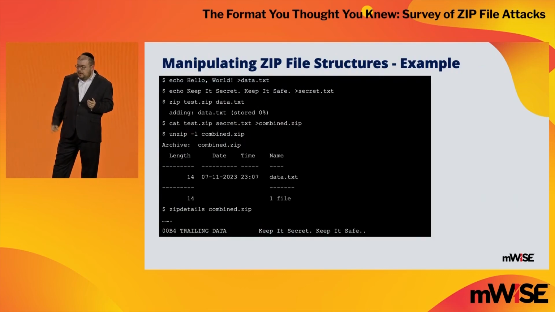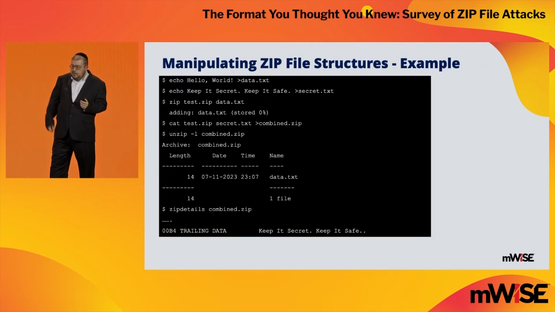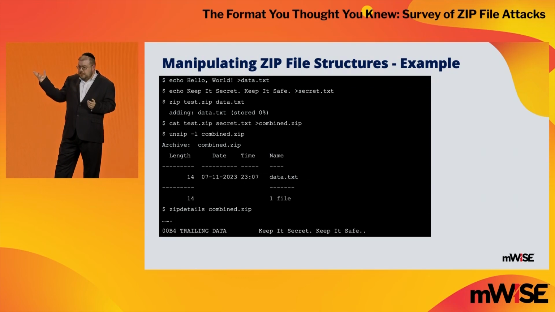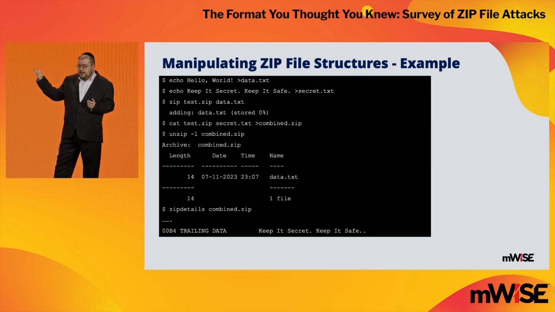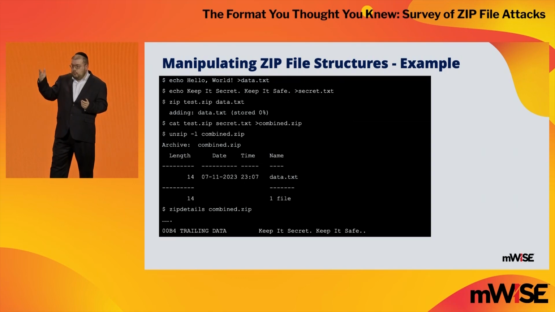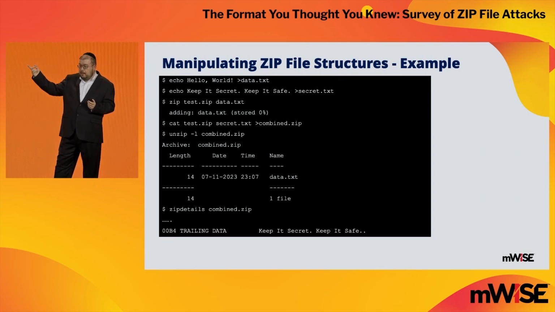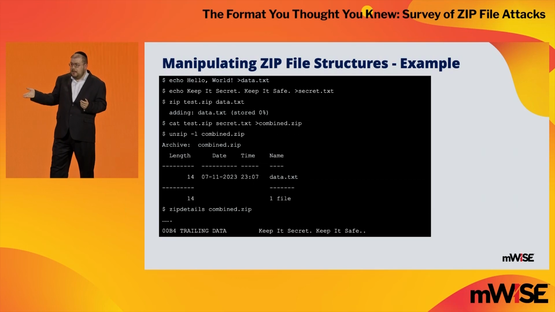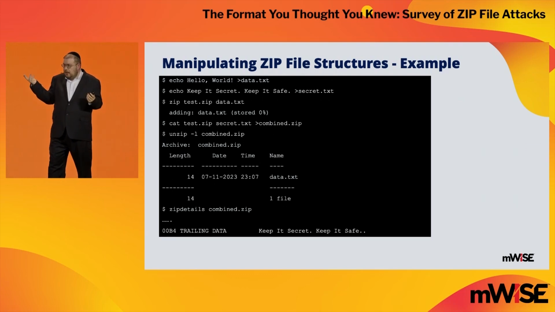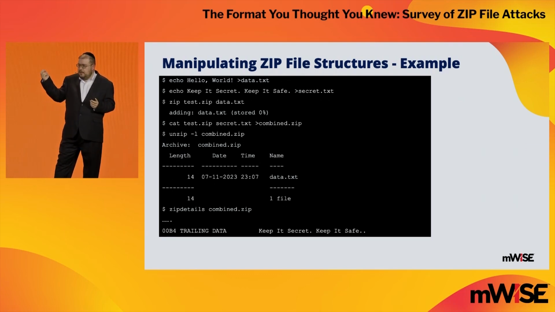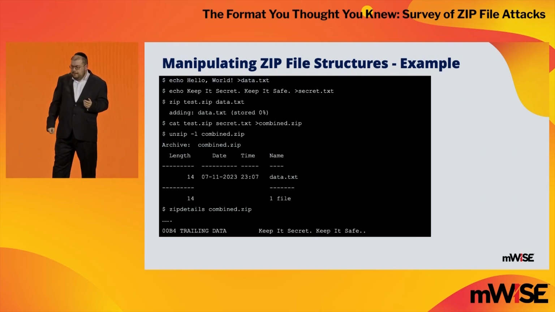The last thing is two more examples. How do you manipulate zip file structures? Very simple example. You create a zip file. You append to it a text file. The zip file is perfectly fine. If you do unzip -l, which lists the contents, it doesn't see the extra data, because unzip, which is Info-ZIP, doesn't detect that. But if you run zipdetails or just do a tail on it, you'll see the extra text file appended to the zip file.